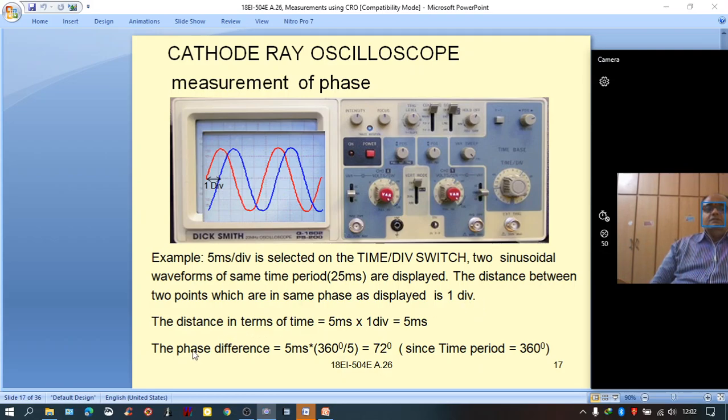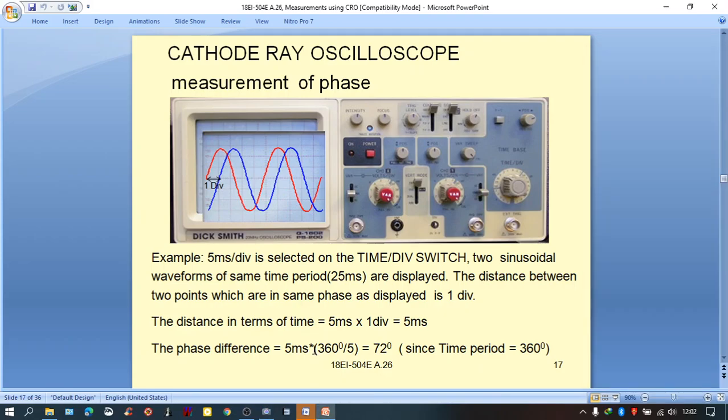So the distance between these two signals on the scale is 1 division. 1 division corresponds to 5 milliseconds. So 5 milliseconds is the phase difference between the two signals, right? Phase difference between the two signals. So 5 milliseconds means what is that?